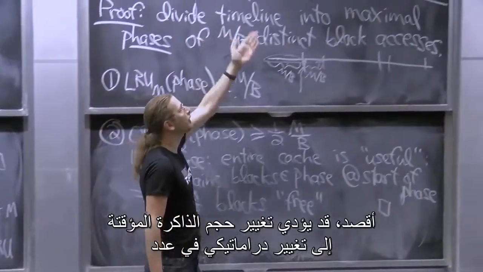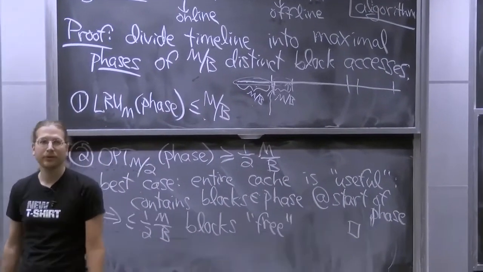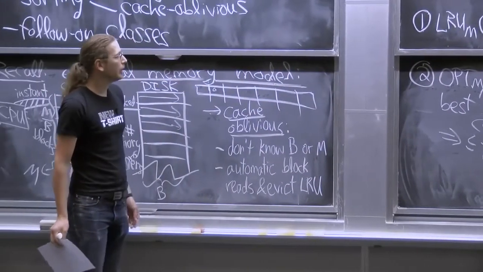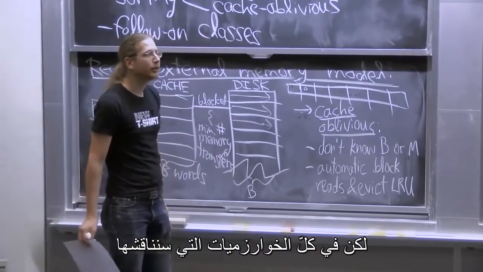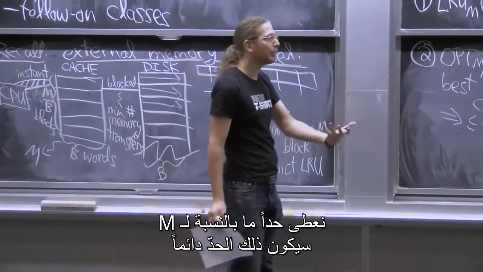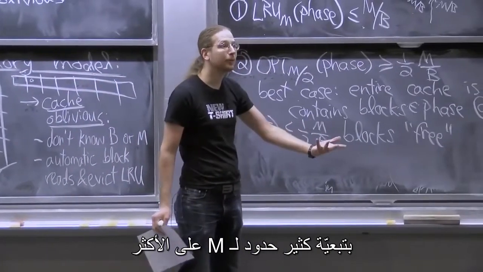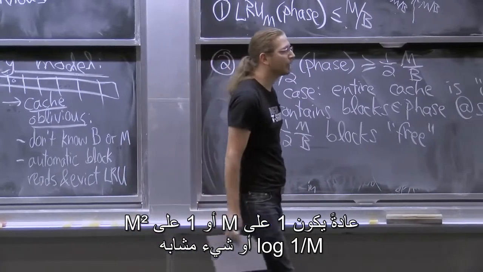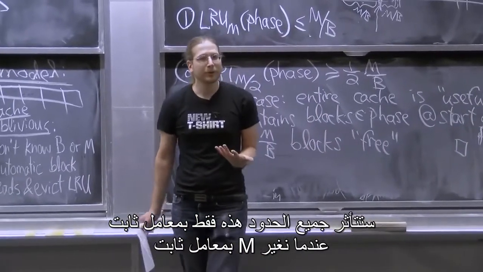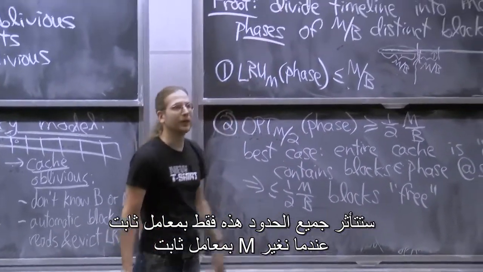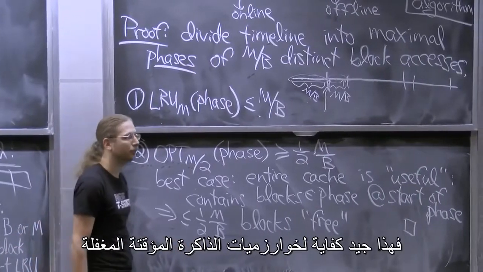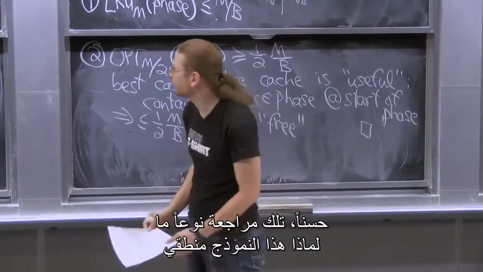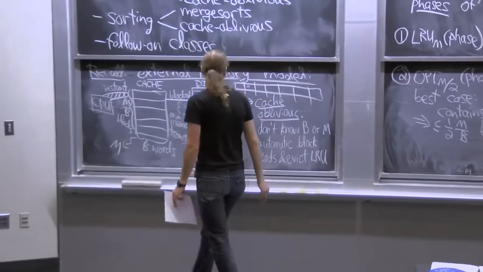Changing the cache size could dramatically change the number of disk reads that you have to do into cache. But in all of the algorithms we will cover, we're giving some bound in terms of m. That bound will always be some polynomial dependence in m. Usually it's like a 1 over m, 1 over square root of m, 1 over log m, something like that. All of those bounds will only be affected by a constant factor when you change m by a constant factor. So this is good enough for cache oblivious algorithms. All right, so that's sort of review why this model is reasonable.